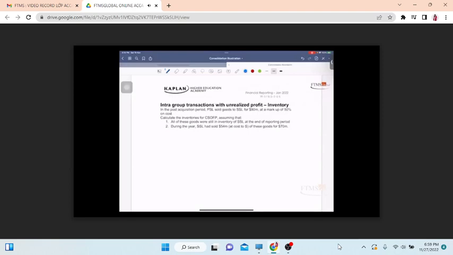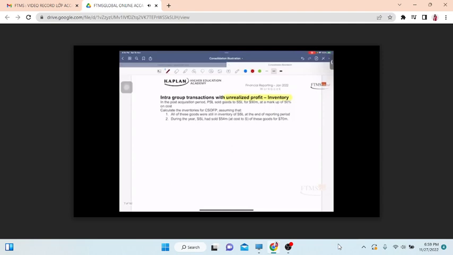So basically for this question, the purpose of including this question is I just want to show you how to get the number. Okay, so I think everybody knows unrealized profit on inventory. If I just write the name of this double entry, it's called unrealized profit on inventory.